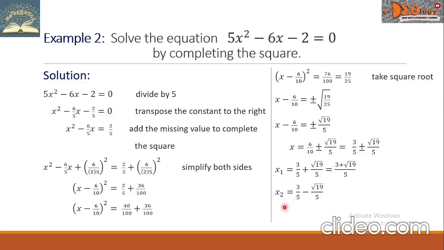What about x sub 2? 3 over 5 minus square root of 19 over 5, which we can combine as 3 minus square root of 19 all over 5. These are now the two values of x. Again, we can call them roots or solutions of the quadratic equation.